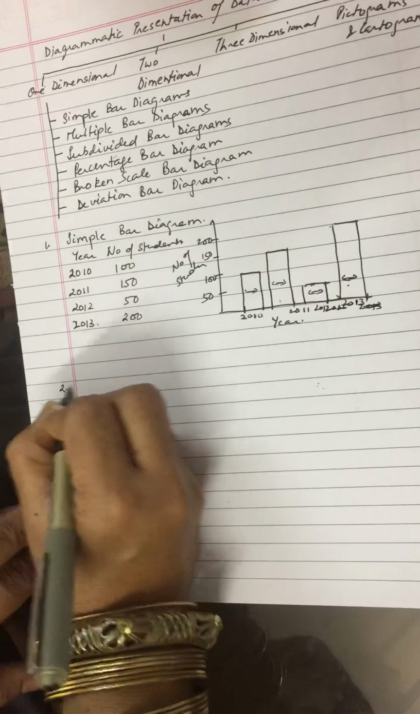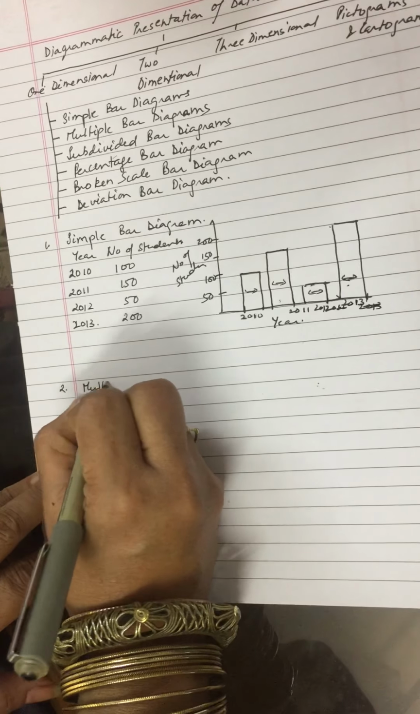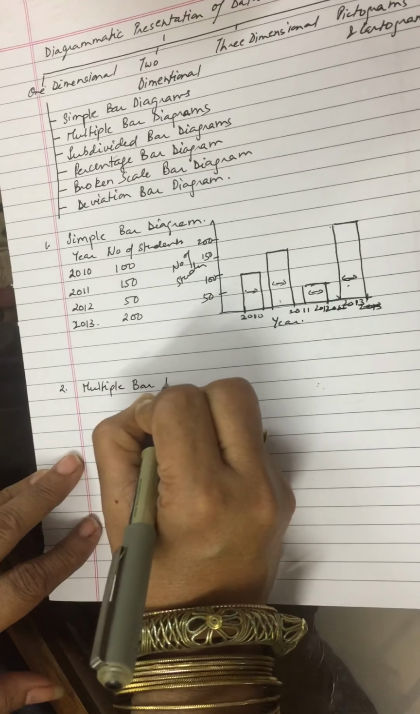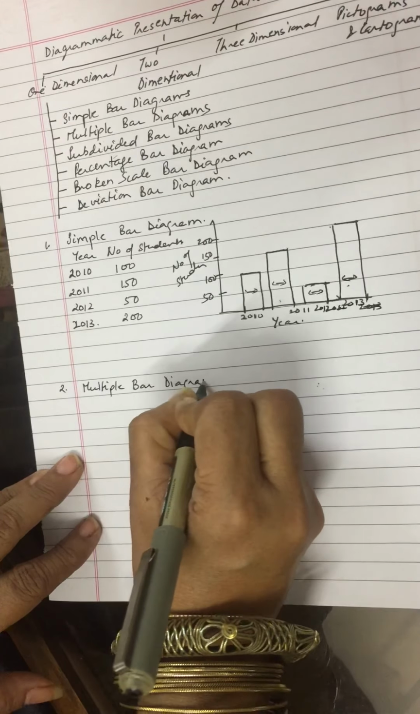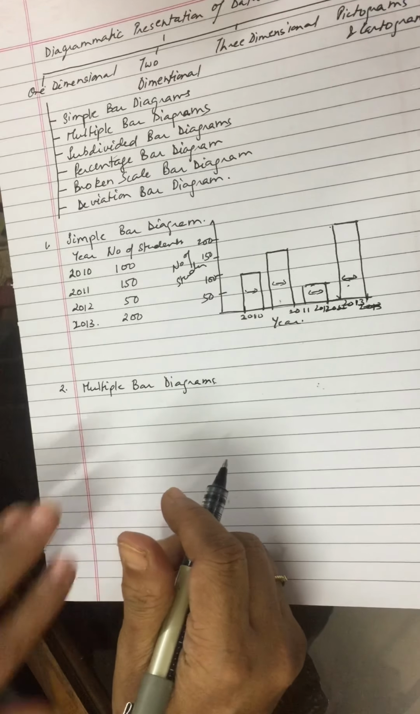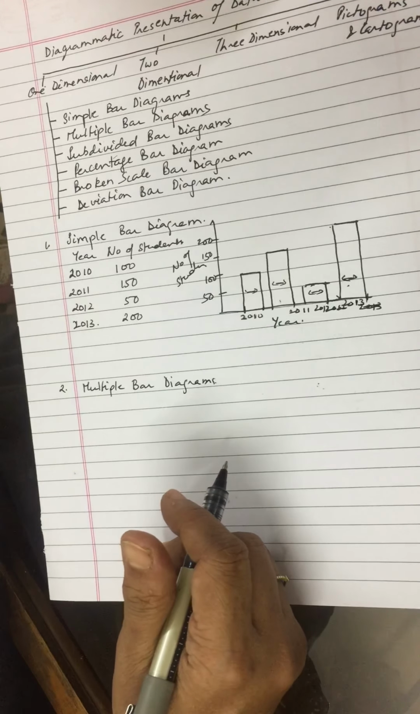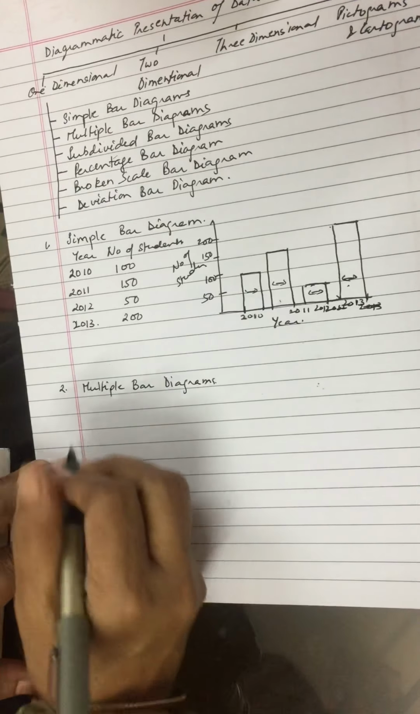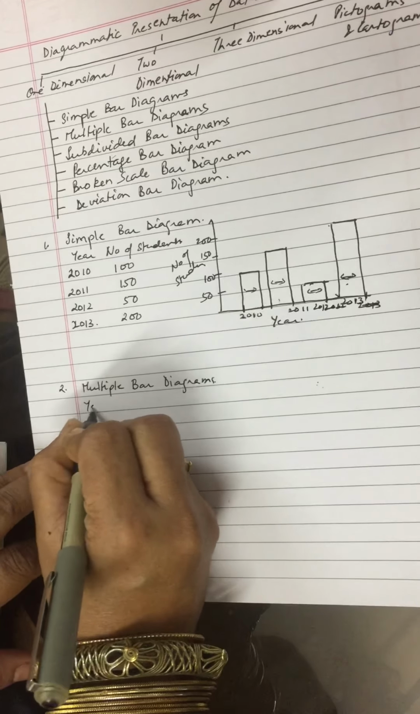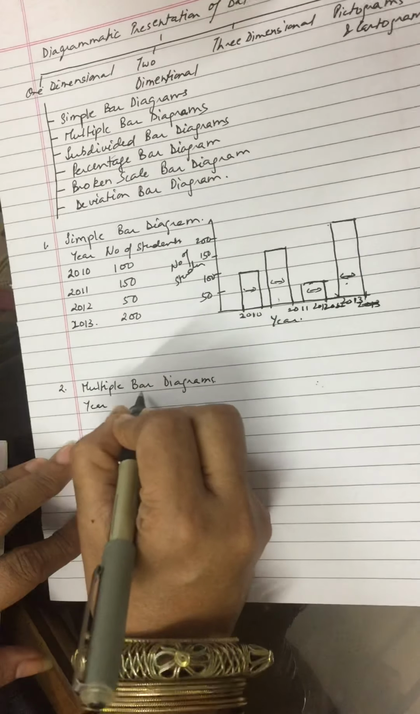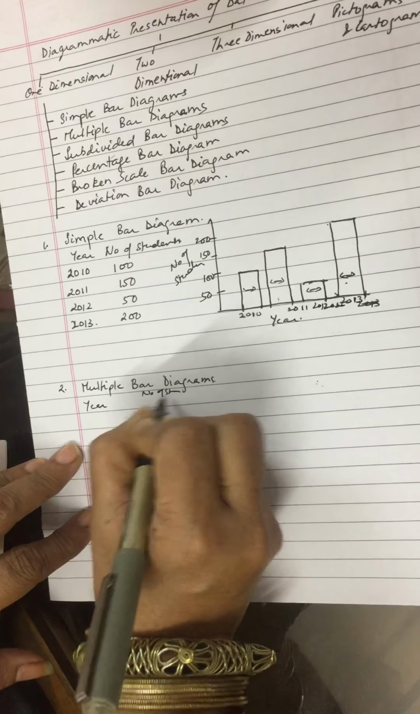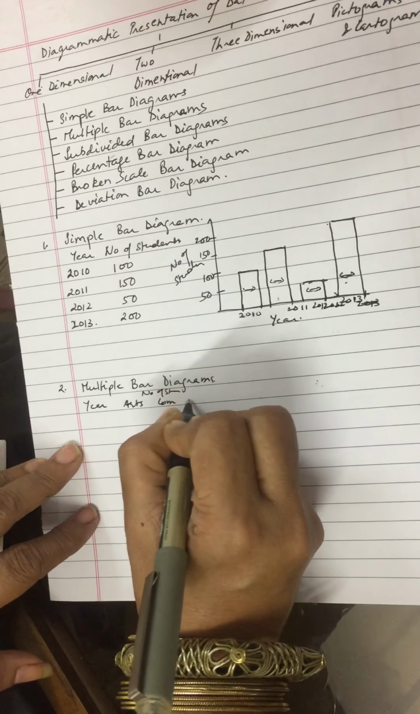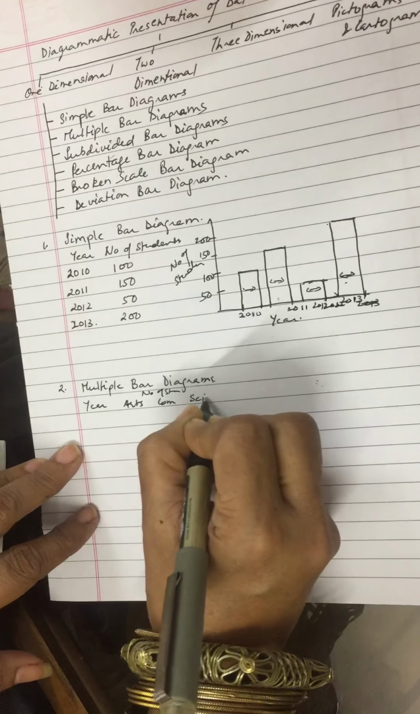The second type is your multiple bar diagram. Now it is very difficult to keep drawing bar diagrams and showing one information. So what we use is something called a multiple bar diagram. In a multiple bar diagram, we can put different information in one go. Suppose I take the same thing here and I take number of students, but I want to find out how many students are there in arts and how many students there are in commerce and how many students are there in science.